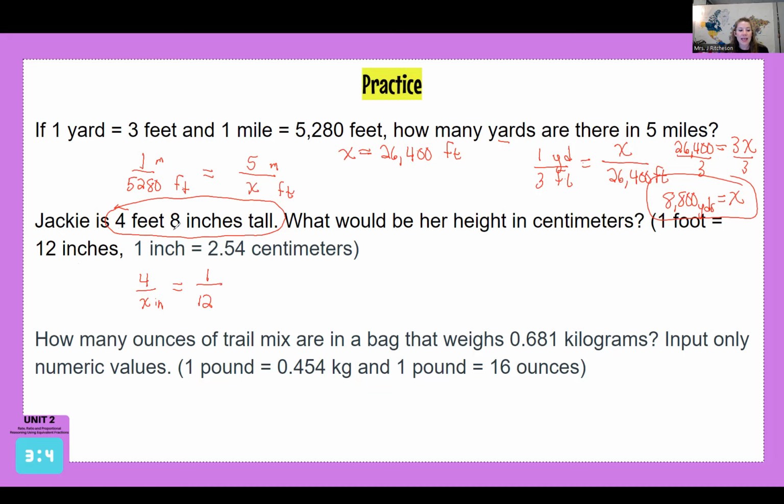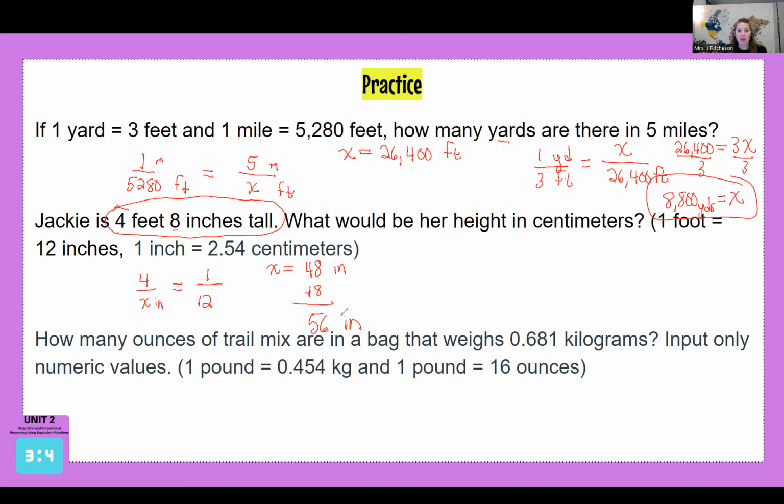Now I'm ignoring this 8 for a minute, right? So if I cross multiply, I'd have 1 times x, which is x, equals 4 times 12, which is 48. So that's telling us that 4 feet is equal to 48 inches. But she's not just 4 feet tall. She's an extra 8 inches over that, right? So really, Jackie is 56 inches tall. So that was our first conversion, feet to all inches.